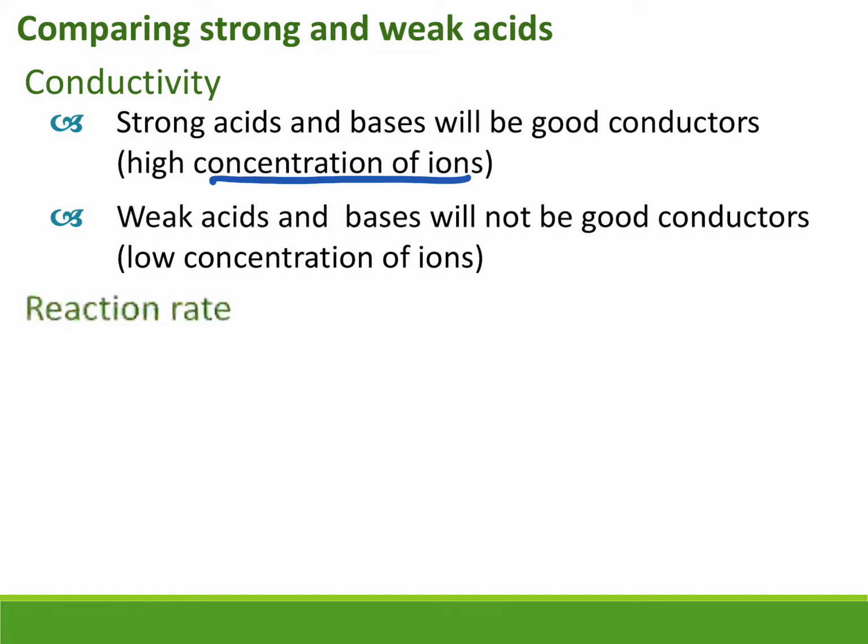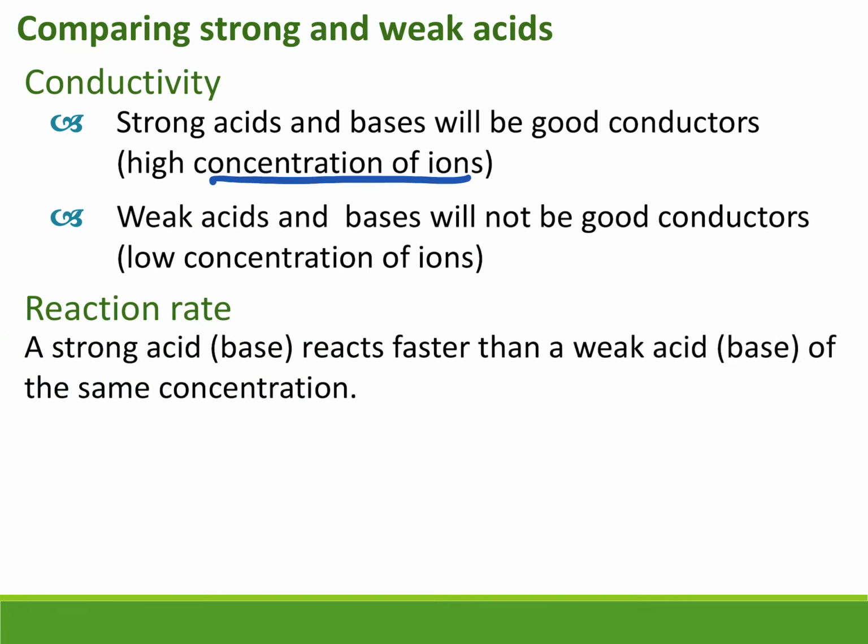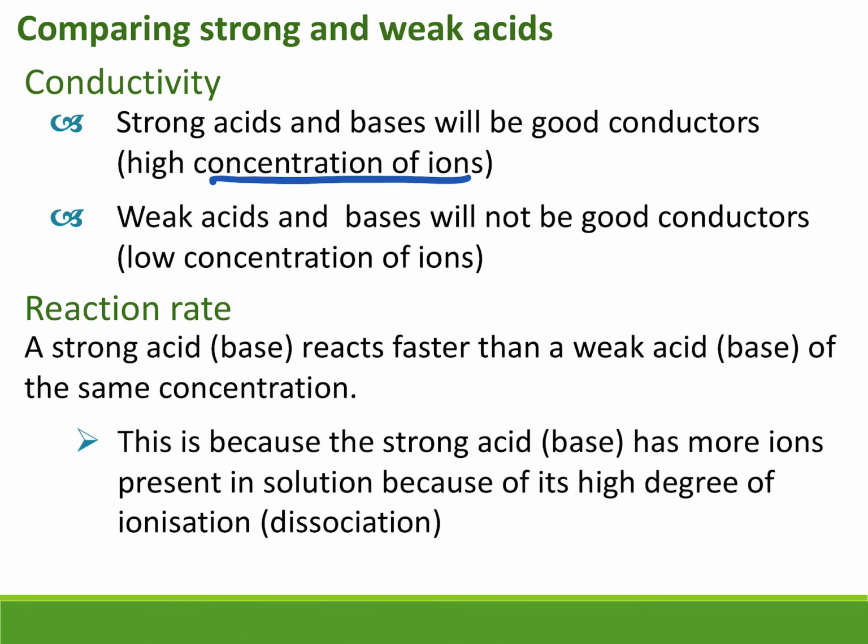When we look at the reaction rate, strong acids and bases will react faster than weak acids and bases of the same concentration. Even though the concentration is the same, because we put the same number of moles of the acid or the base in, with a strong acid we have a lot more ions. If we have a lot more ions, the reaction will happen faster.